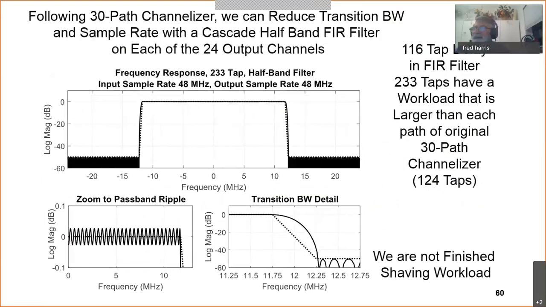Okay, so we did it. We now have a signal, which is now oversampled by, let's say, some factor of 2. And now what I'm going to do is build a half-band filter to get rid of the excess bandwidth.